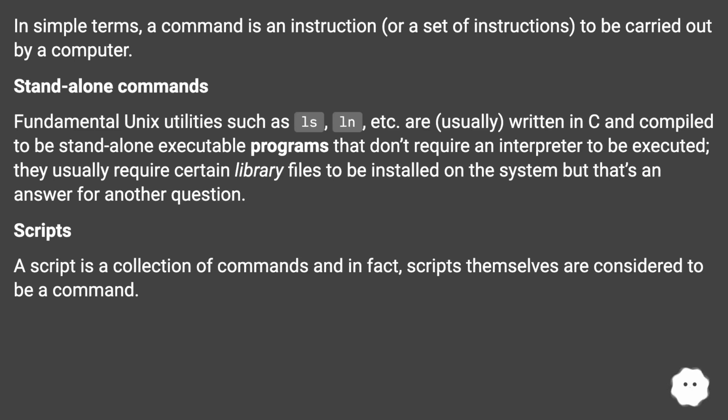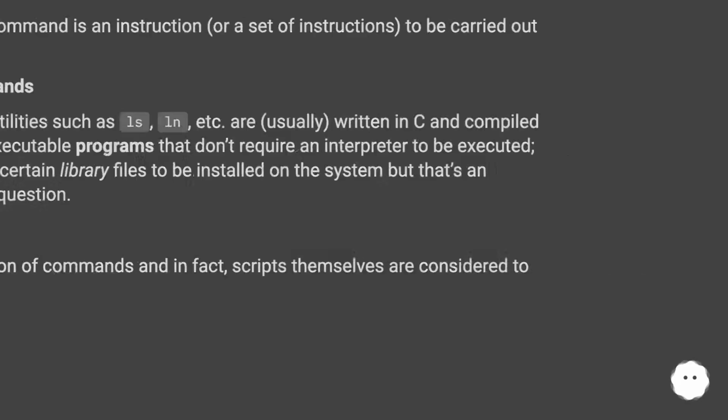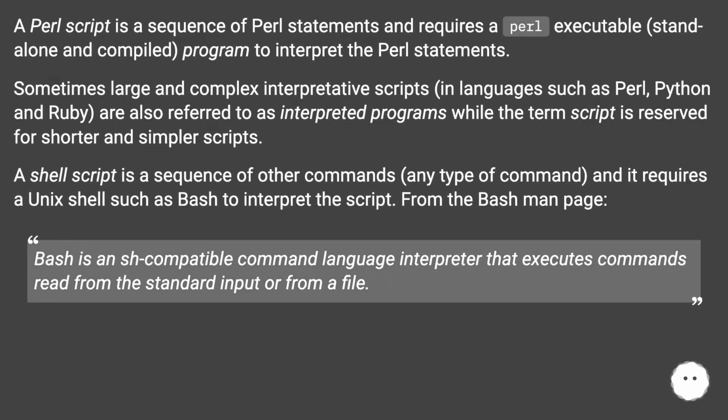Scripts. A script is a collection of commands, and in fact, scripts themselves are considered to be a command. A Perl script is a sequence of Perl statements and requires a Perl executable, a standalone and compiled program, to interpret the Perl statements. Sometimes large and complex interpreted scripts, in languages such as Perl, Python, and Ruby, are also referred to as interpreted programs, while the term script is reserved for shorter and simpler scripts.